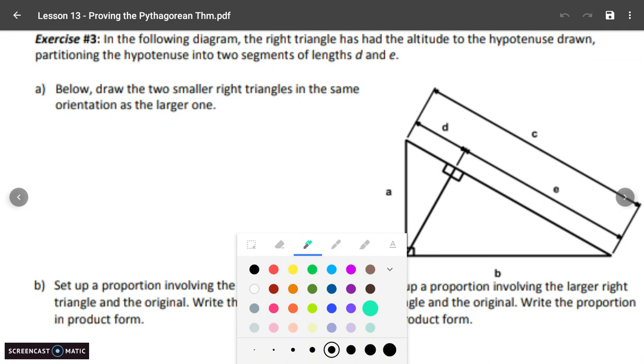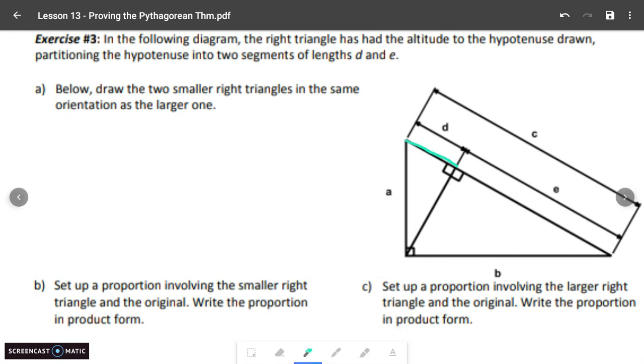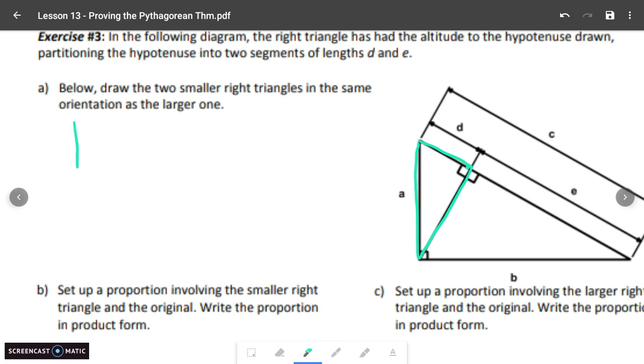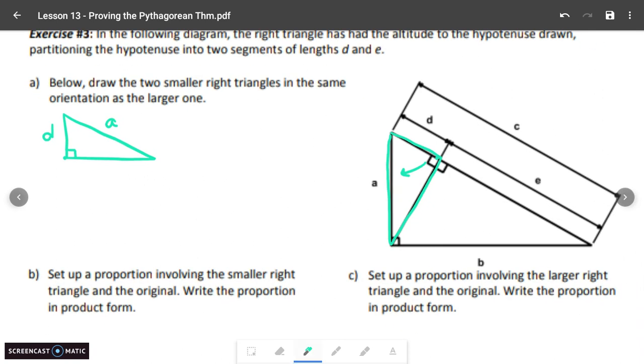So I'm going to first pinpoint those two smaller triangles that we have, and we're going to redraw them so that the orientation matches the original. So first we have this triangle here. The right angle's in the bottom left corner in our original. And if we look, A is across from that right angle. So A is going to be here in this case. Now D is going to be the part that's right here when we're looking at our sides of the triangles.